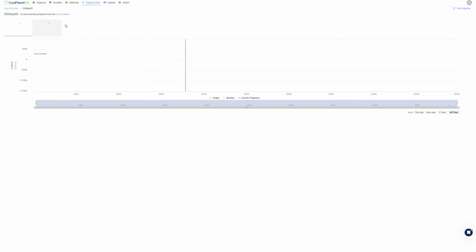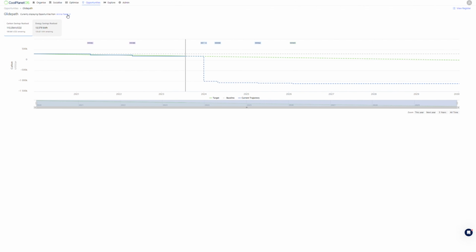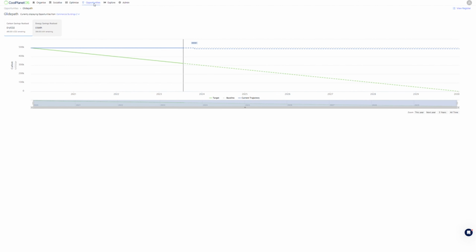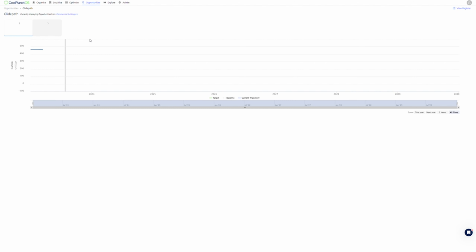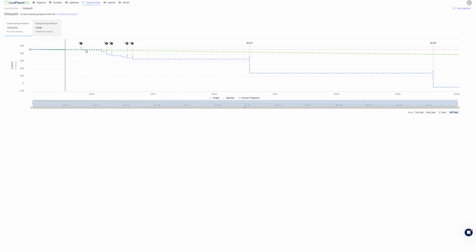If we take a look at the glide path for that commercial building that I discussed, we can see how it works. Essentially, what we do is we key in a baseline year and we say, this is going to be what our carbon emissions are at the moment. Okay. We can set in, this is when I need to achieve it by and what my reductions are going to be.